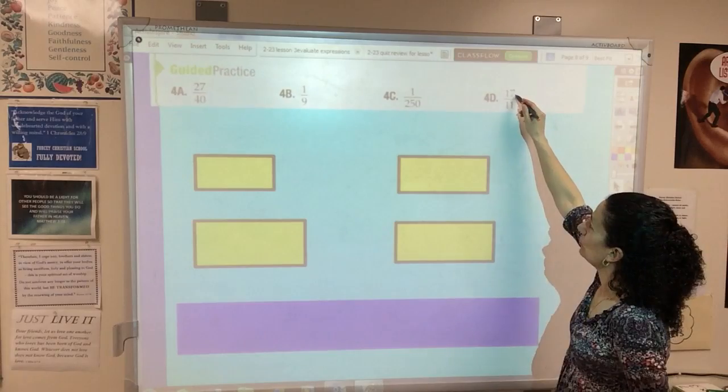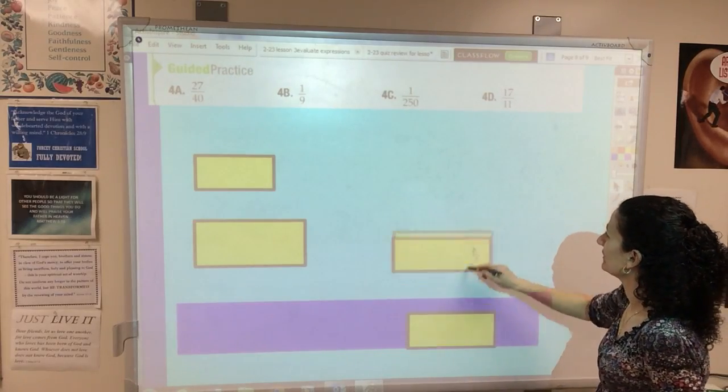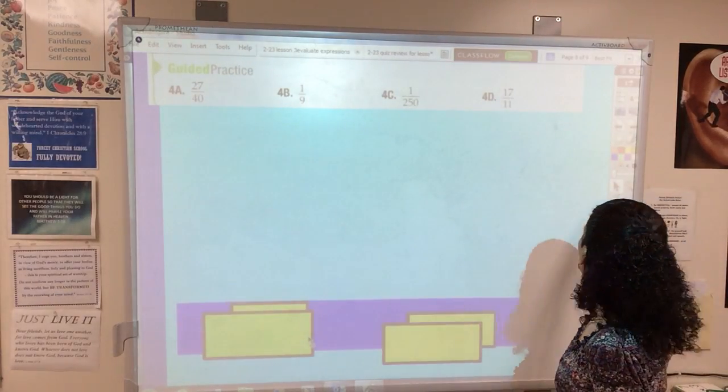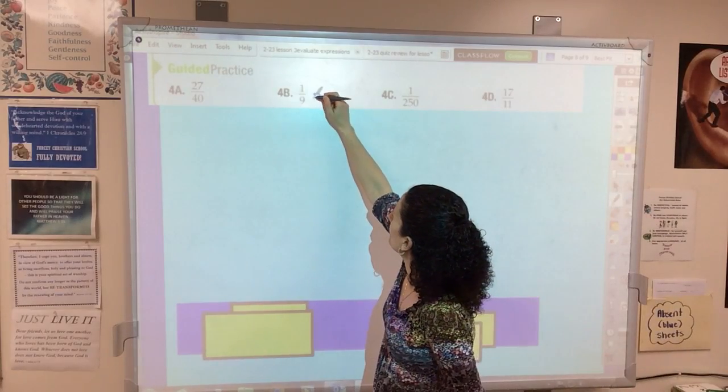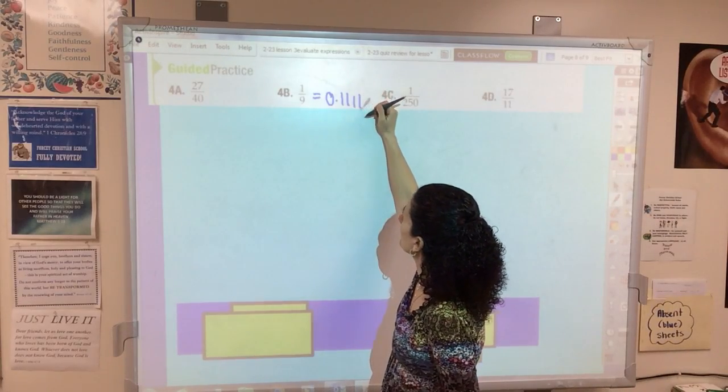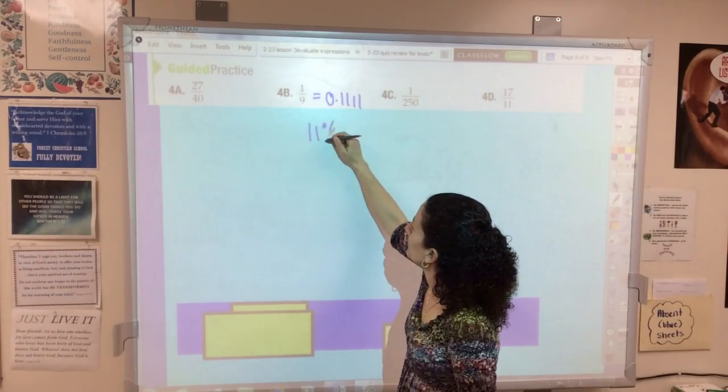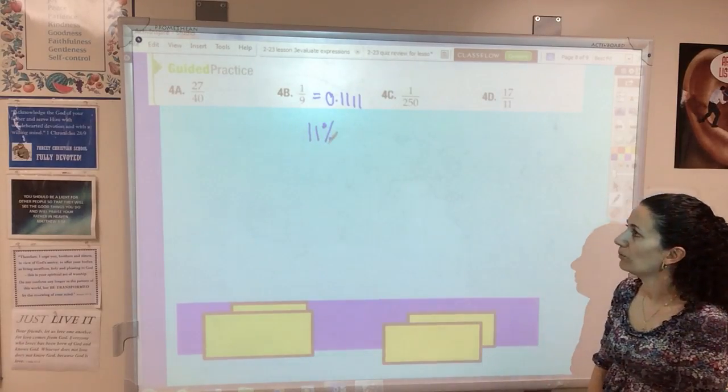All right, I really hope that you took note of the ninths and you didn't waste your time dividing. I hope you remembered that 1/9 is 0.1111, which means that this is just 11% rounded to the nearest whole percent.